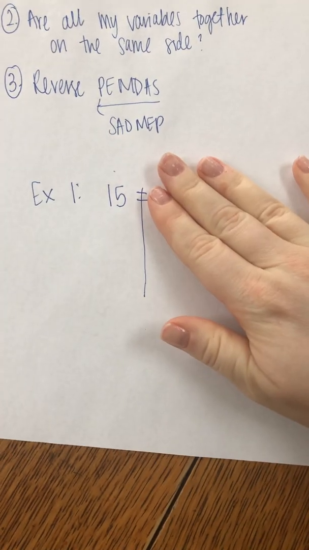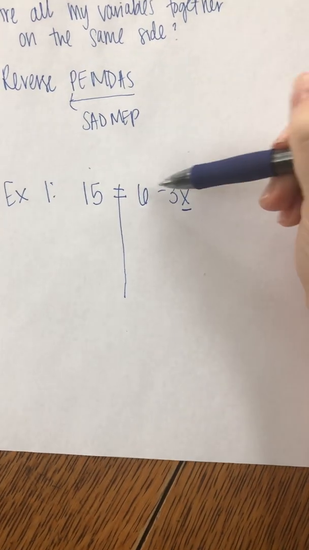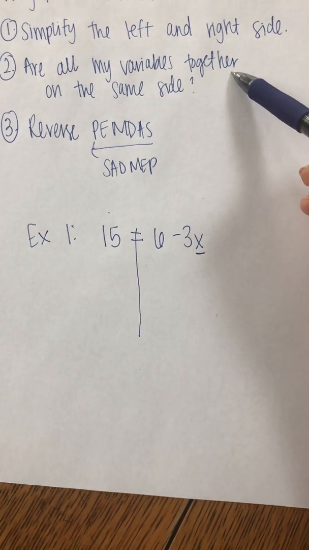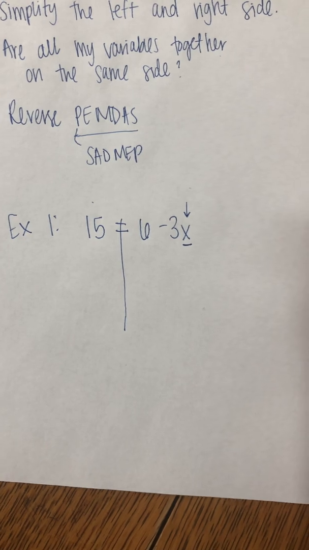So can I simplify that left side at all, that 15? No. Can I simplify 6 minus 3x? I actually can't do that as well. Question 2, are all my variables together on the same side? They are. I have that x right there.